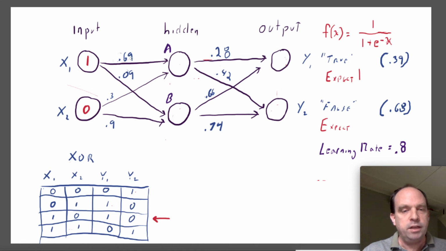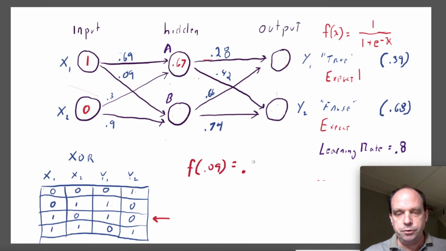So if we multiply 1 times 0.69 and 0 times 0.3 and add the results, we get 0.69. F of 0.69 equals approximately 0.67. Here for B, we'll multiply 1 times 0.09 plus 0 times 0.9 is 0.09. And F of 0.09 is 0.52.